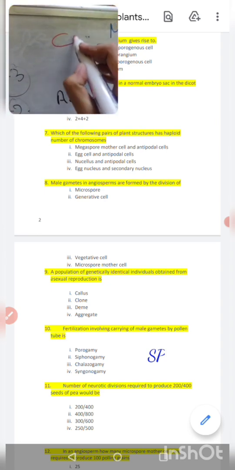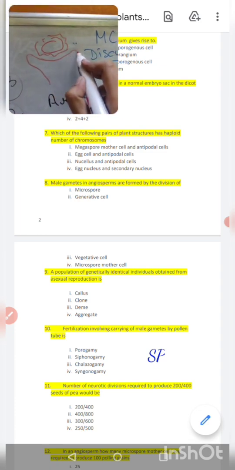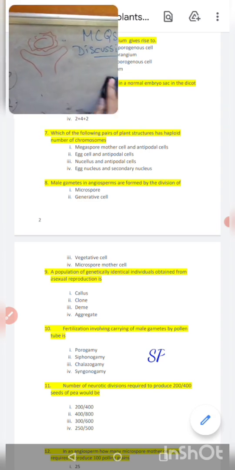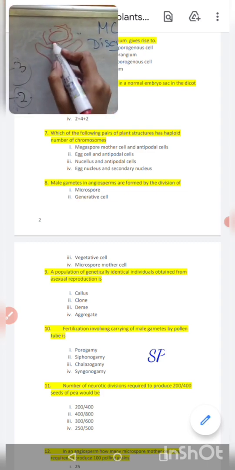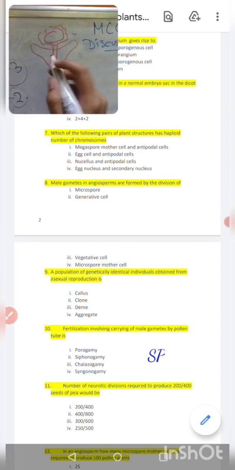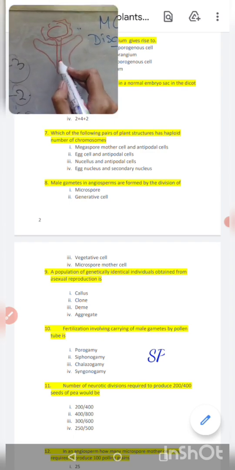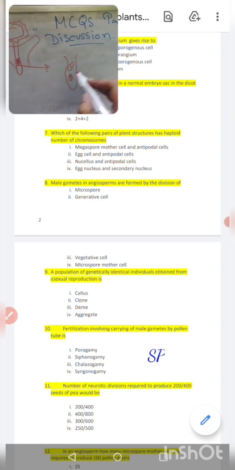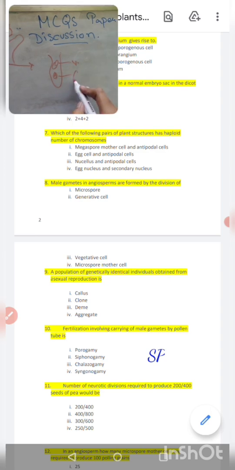Suppose this is the pollen grain, and it falls on the stigma. After coming onto the platform of the stigma, that is the perfect pollination, it will produce the pollen tube. This is the germination of the pollen grain. This pollen tube will consist of the pollen nucleus. Now this nucleus will divide into 2 cells, one is the vegetative cell and the other is the generative cell.